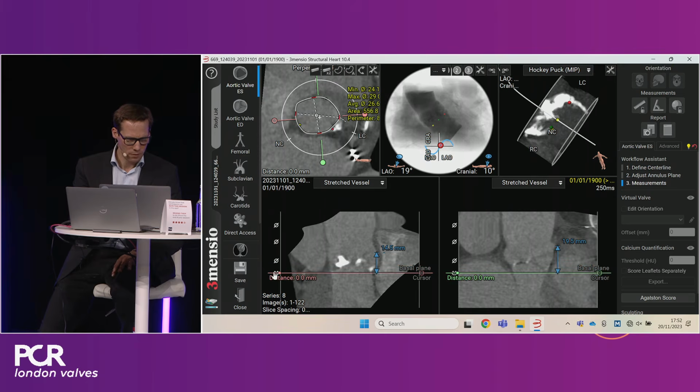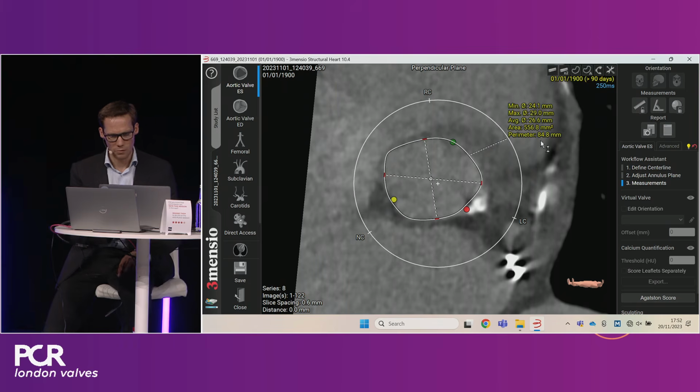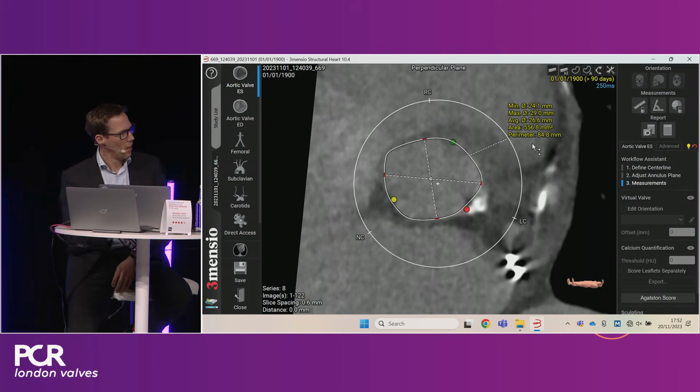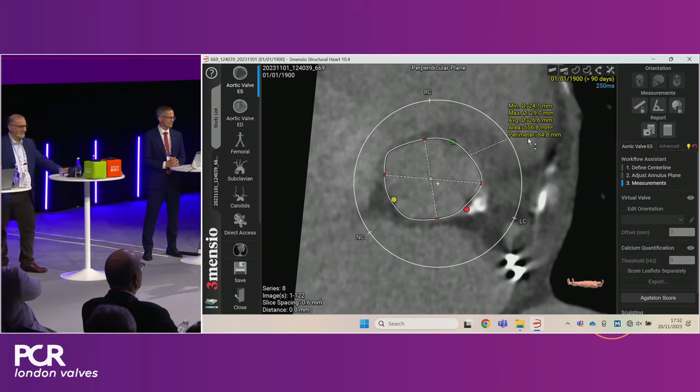If we go to the size, first of all, we can see here that this is a perimeter of 84, 85 millimeters. That puts us in the range of a... but don't say that, don't put that, because that's maybe interesting. It puts us in the range of an Evolut FX. I think it's interesting because it's rather large, but on the other hand, bicuspid.